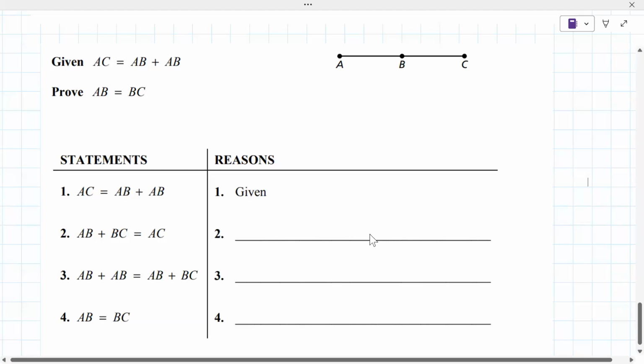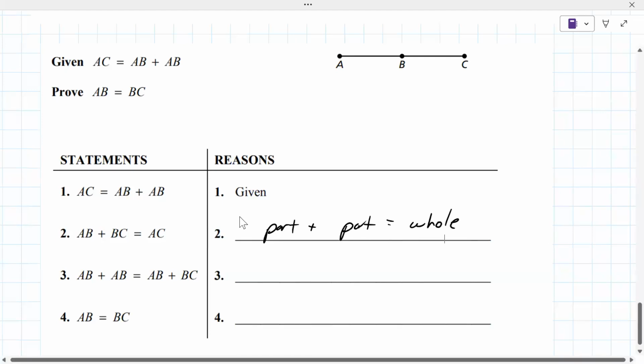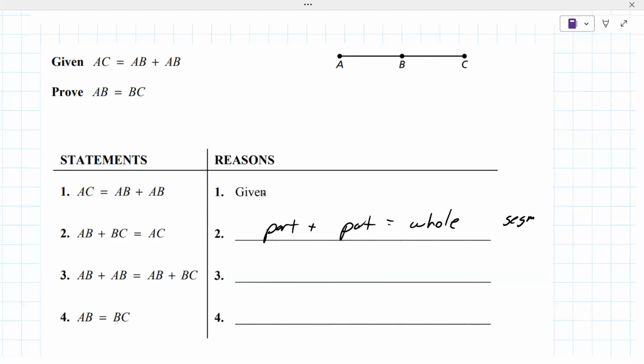Yeah, don't get caught up on the words. I want you to be more descriptive than less descriptive. So like for this first one here, AB plus BC equals AC. Even if you just said, hey Matthew, it's part plus part equals whole, that's better than nothing. That's not what they want, but that's better than nothing. Then you say, oh yeah, it's the segment addition postulate, or you'll see that in the drop down.